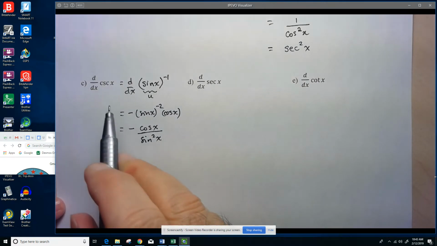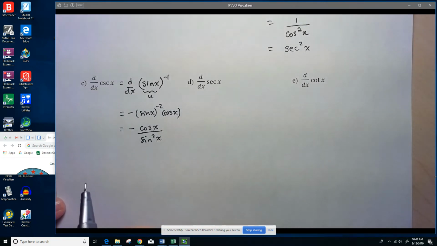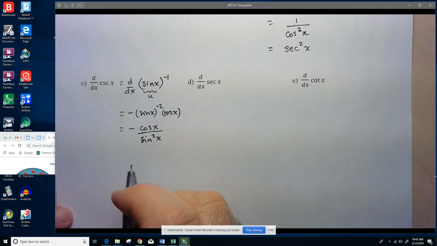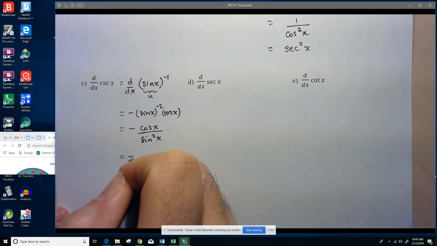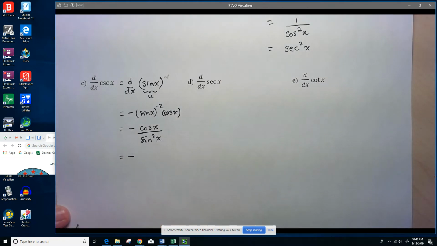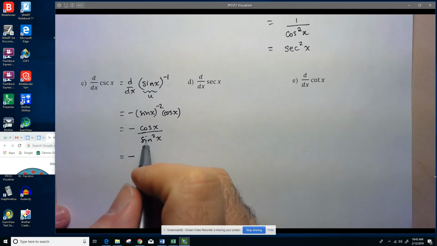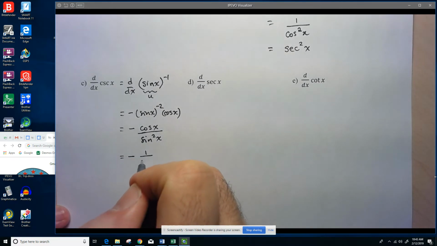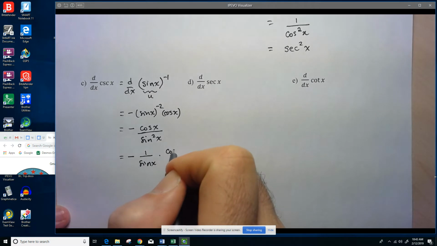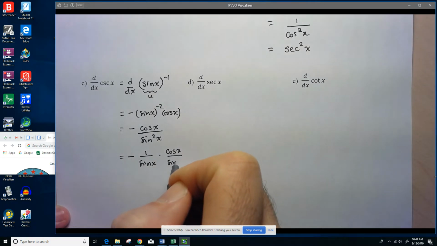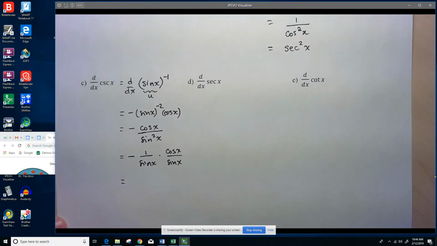Now, this is normally not how we express the derivative of cosecant. We tend to rewrite it, and we split up the fraction in a clever way. So what we do is we're going to rewrite this as 1 over sine x, times cos x over sine x. All right, and now let's see what this looks like.